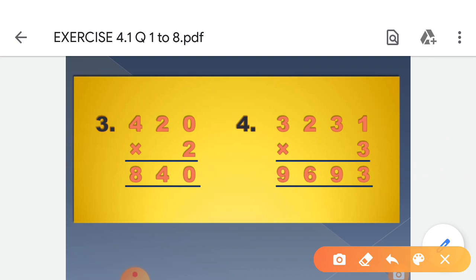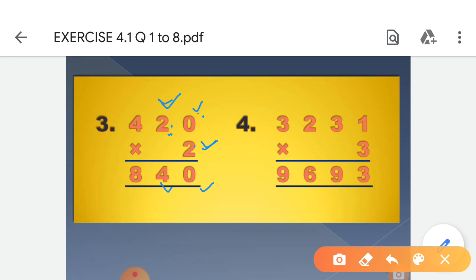Okay, let's start. So here at ones place the number is 0. So 0 multiplied by 2 equals 0, because we have already learned in the properties of multiplication that when any number is multiplied by 0, the answer that we get is 0. Now we have to multiply the number which is present at tens place, and at tens place the number is 2. So 2 multiplied by 2.